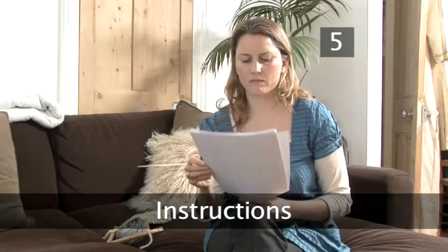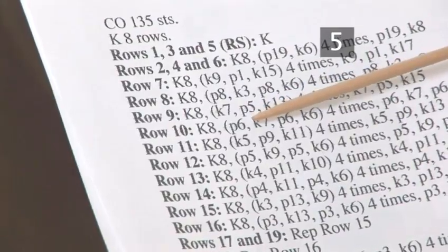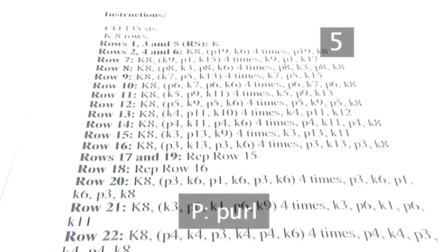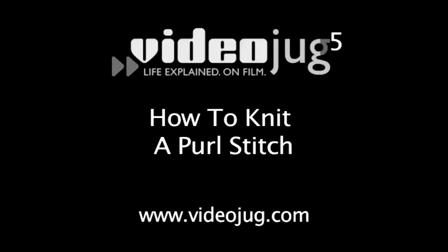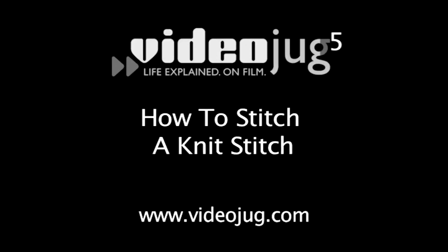Step 5. Instructions. Instructions are set out as row by row written instructions. The letter P stands for purl, and the letter K for knit. So if your pattern says row 1, P5, K5, you should purl 5 stitches and then knit 5 stitches on your first row. To learn more about purl and knit stitches, see our videos, how to knit a purl stitch and how to knit a knit stitch.